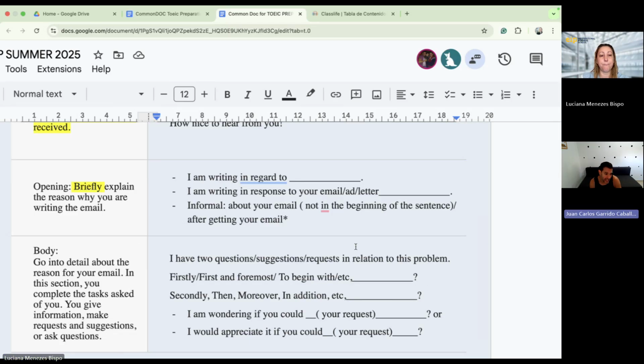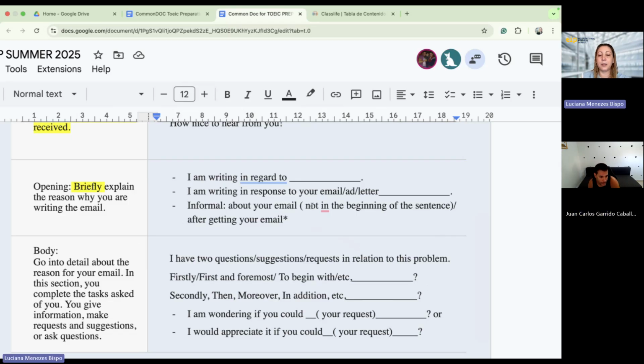Opening. Briefly explain the reason why you are writing the email. I am writing in regard to, or I am writing in response to your email, advice or letter. Informal: about your email, or after getting your email.